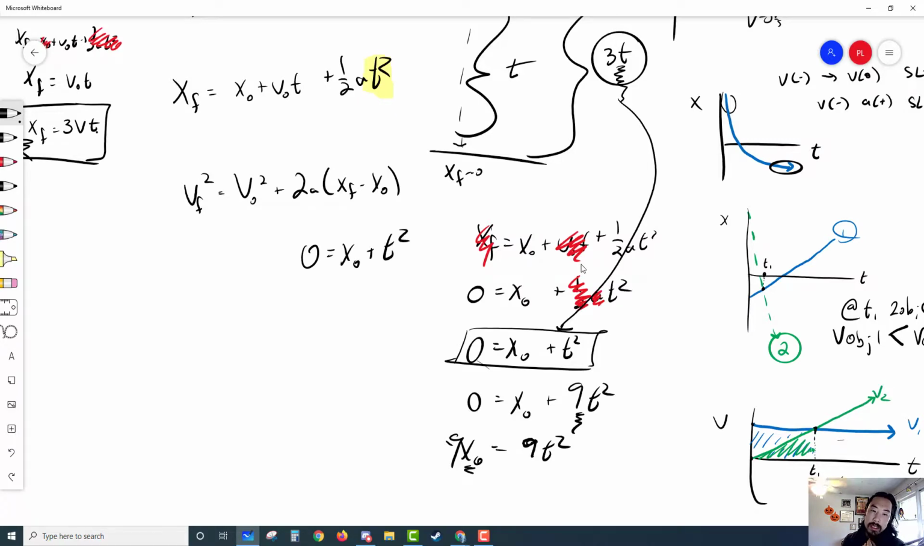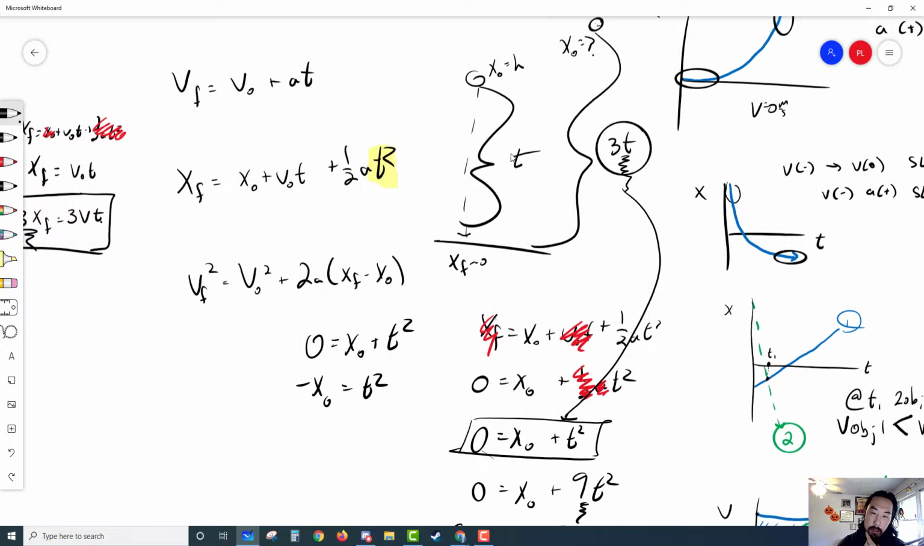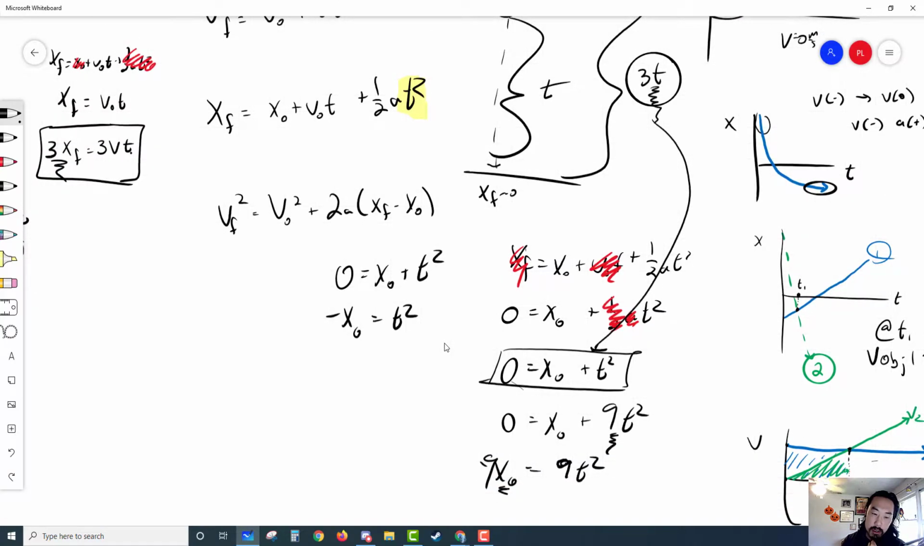So when our t was just t, we get something like this. I'm going to move this over here. We get x0 is equal to t squared. Right, so that's the first scenario, when we just dropped it from a height of h and it was dropped to t. So technically it should look like this: negative h is equal to t squared. Okay, so that is our starting ratio.